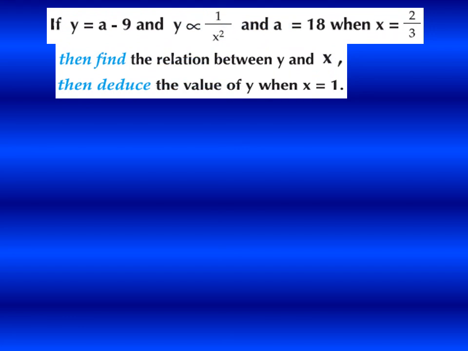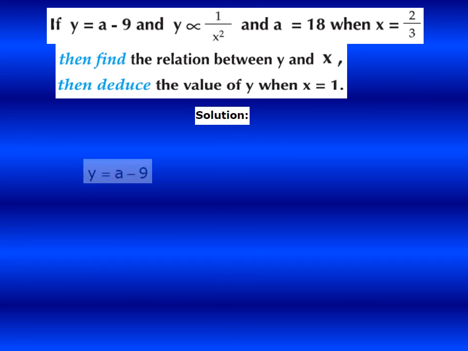If y equals a minus 9 and y varies inversely with x squared, and a equals 18 when x equals 2 over 3, then find the relation between y and x. Then deduce the value of y when x equals 1.